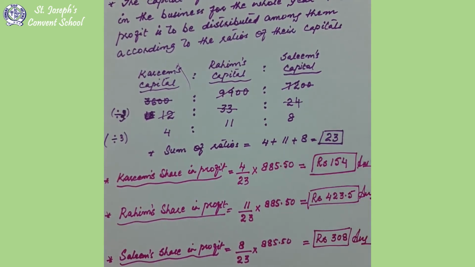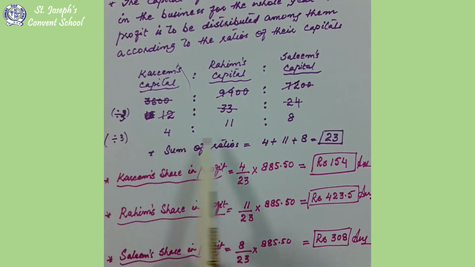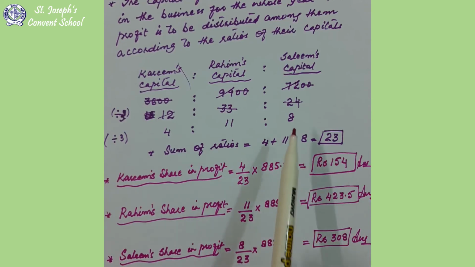Okay. So same way we are doing all these questions. Just write the profit, then write each one's capital, reduce it, find the sum of ratios. Then each one's share: 4 upon 23 multiplied by profit, 11 upon 23 multiplied by profit, 8 upon 23 multiplied by profit. I hope you have understood this. Fourth question, I have solved it. Let me explain the fourth question, then you have to do all four in your exercise book.